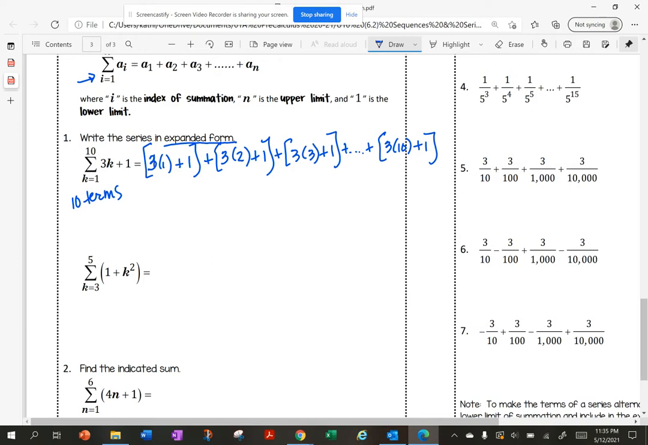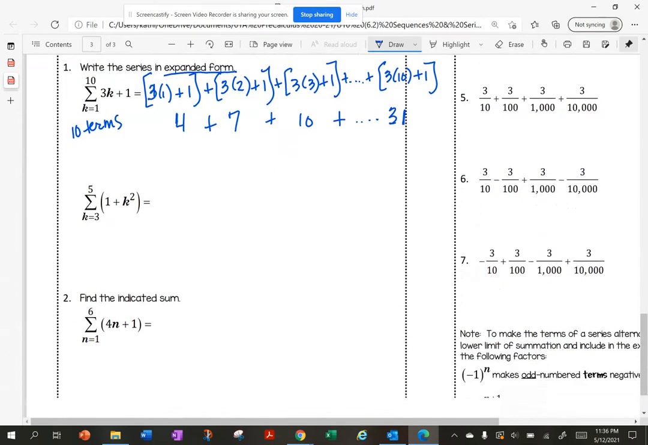Okay, so 3 times 1 is 3 plus 1 is 4. 3 times 2 is 6 plus 1 is 7. I'm adding these up. So if I'm expanding it out, it looks like this. Hey, can you pause the video and try the next one?